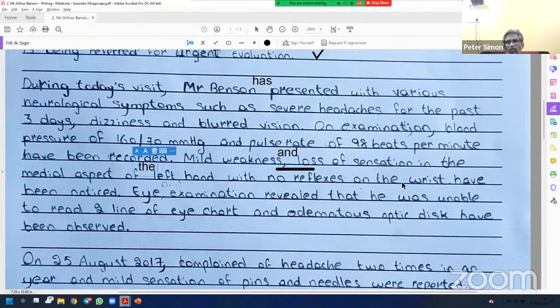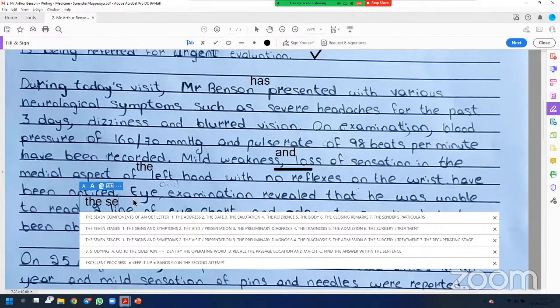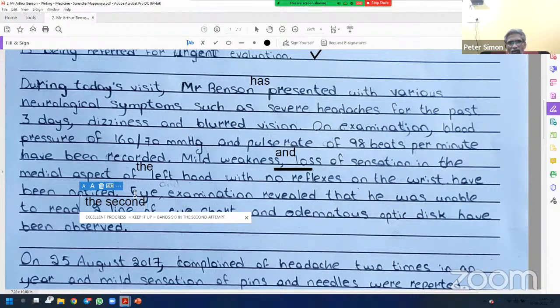With no reflexes on the wrist. Okay. Eye examination revealed that he was unable to read second line. Second line. Then where is second? Why did you write 2 line? Actually, in case, it was mentioned like that, 2 line. In the second line. In line 2, okay. Read line 2, or the second line.